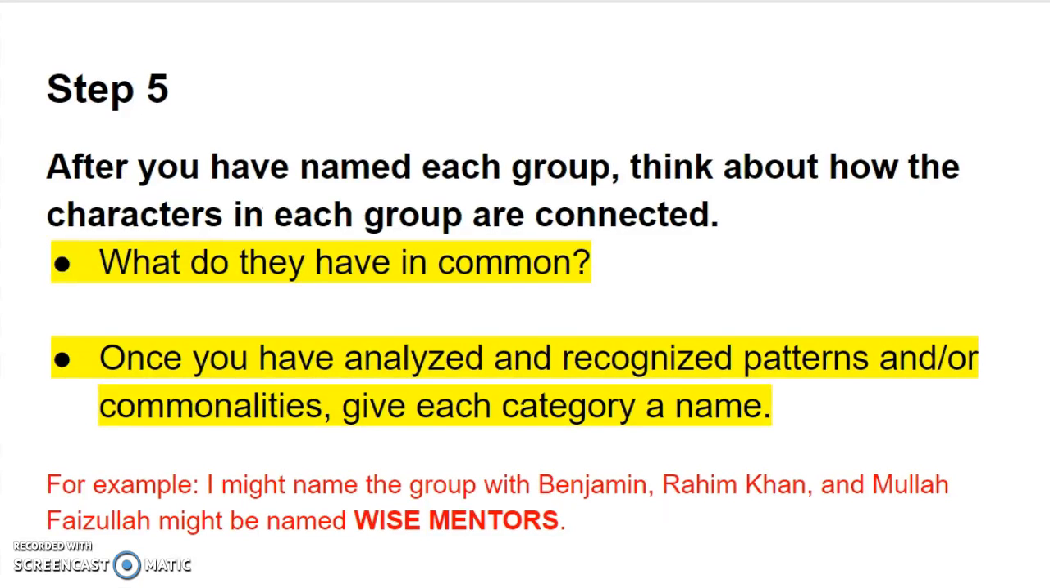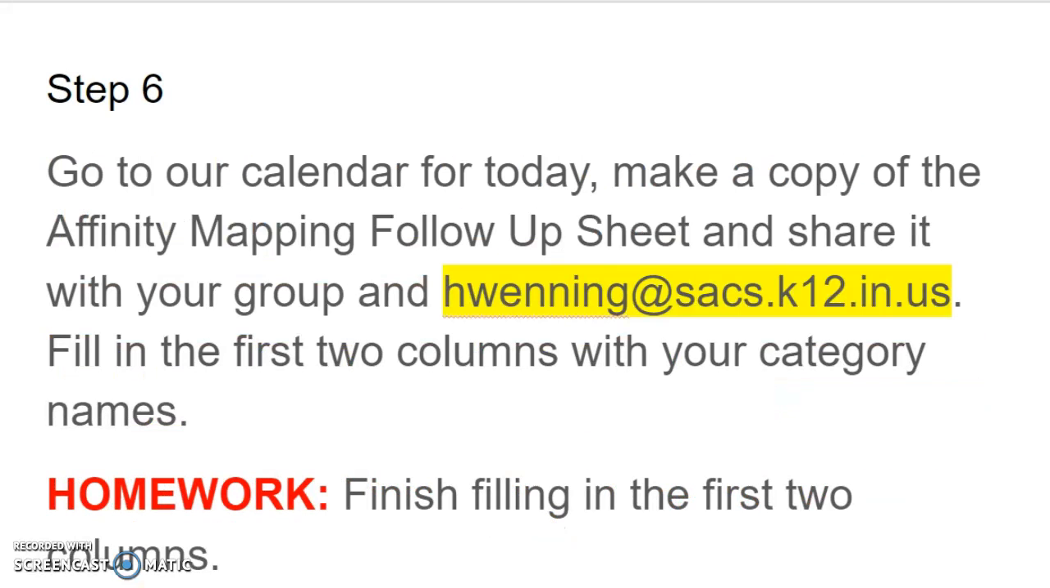Okay, so hopefully you have category names for your piles, and they are on top of the piles at this point. Now you're ready for step 6. In step 6, you're going to go to our calendar for today. Everybody's going to need their computers. One of you is going to go to our calendar for today. You're going to make a copy of the Affinity Mapping follow-up sheet, okay?